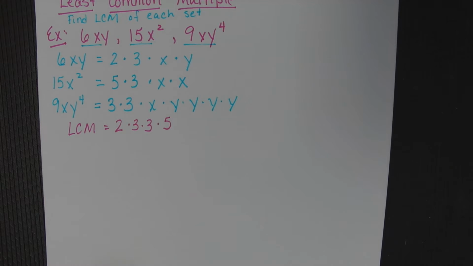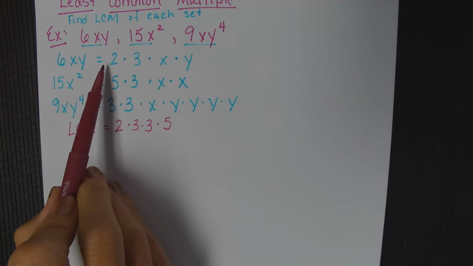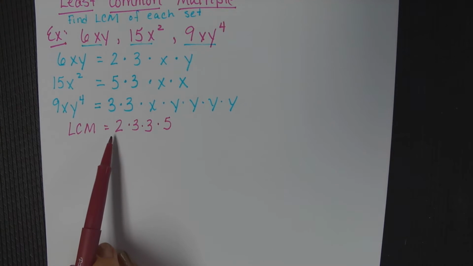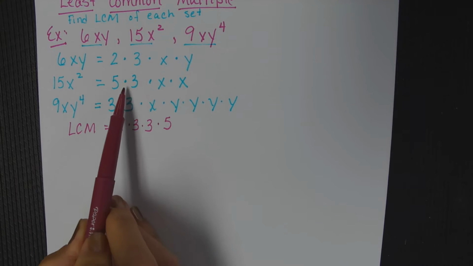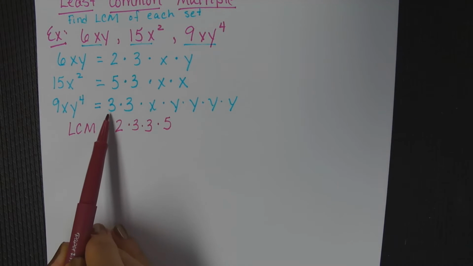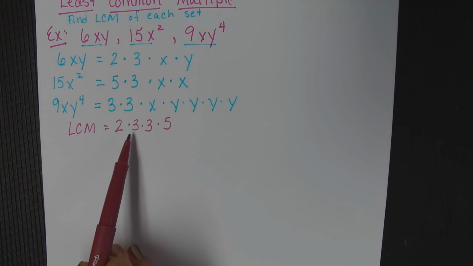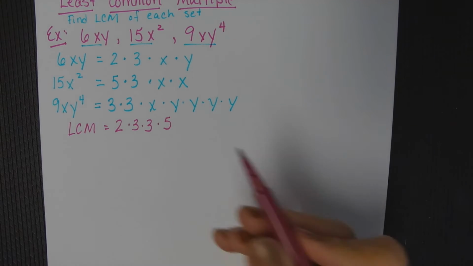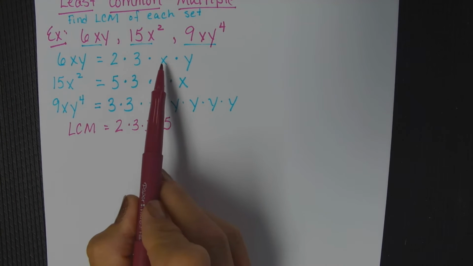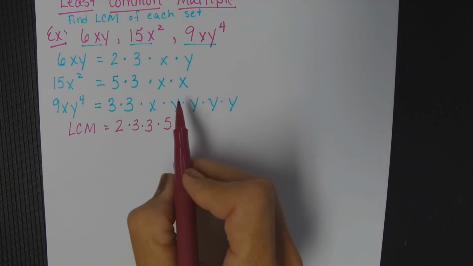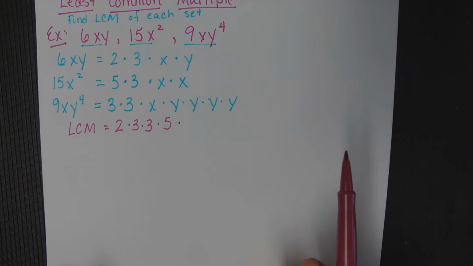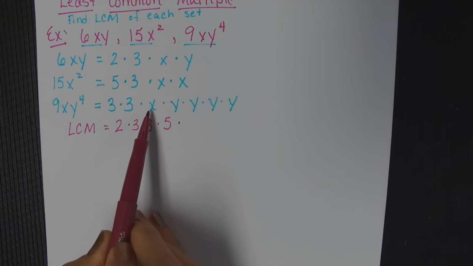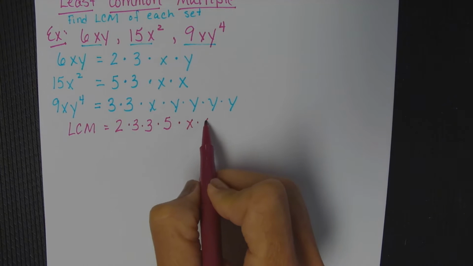Okay, so let me just refresh our memory on this. You're gonna go one number at a time. 2 only appears once, so you write it once. 3 was used several times, so you go one term at a time. Once here, but the most it's used is twice, so you write it twice. 5 was only used once, so you write it once. Okay, now let's do the X and then the Y. You're literally counting here. How many times do you see X here? Once. Here? Twice. And here? Once. So what's the most? Twice.